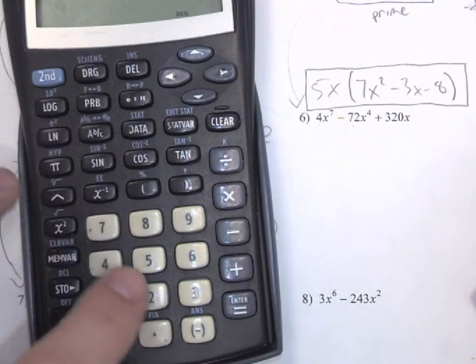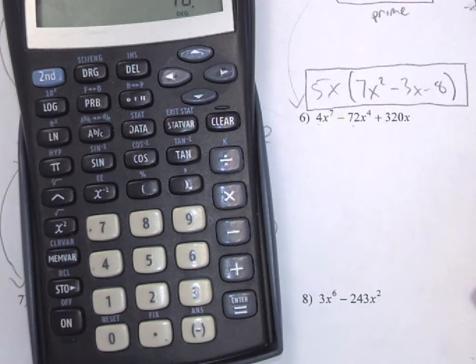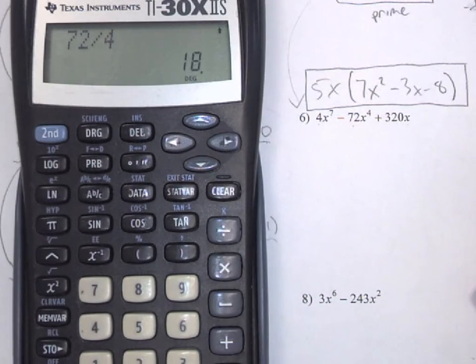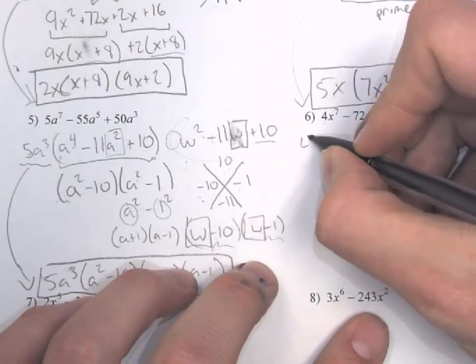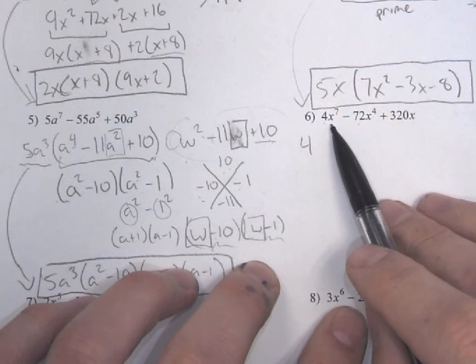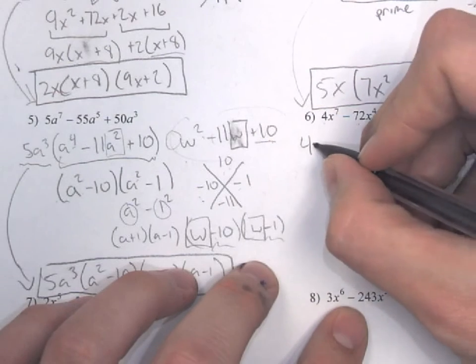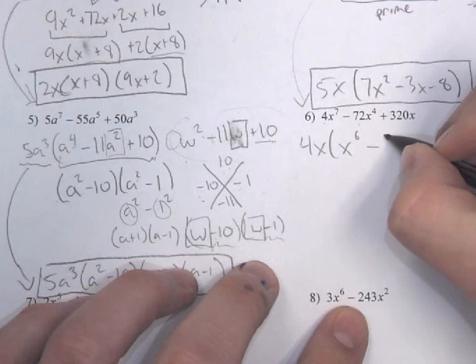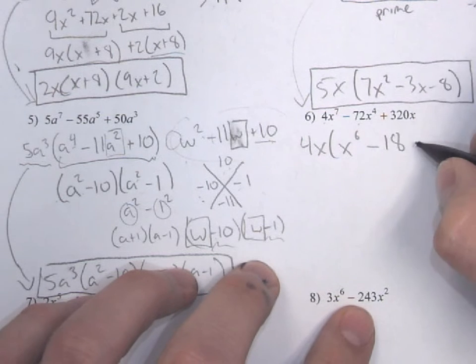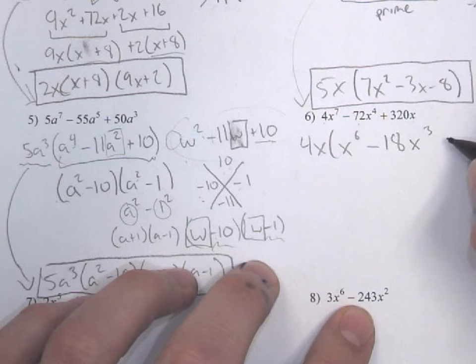So I'm going to do 72 divided by 4. Sorry, that's 18. So that works. Cool. And let's do 320 divided by 4. Awesome. So 4 goes into all of those. That means I can take out a 4, and also I can take out an x as well, so 4x. That's going to leave me with x to the 6th minus 18x to the 3rd plus 80.